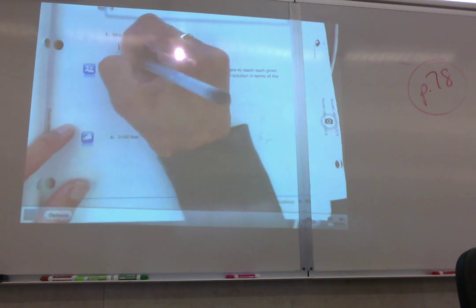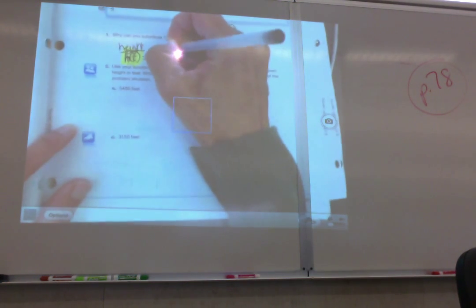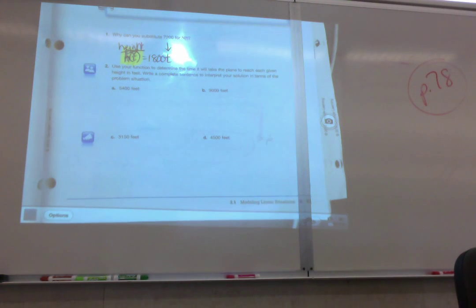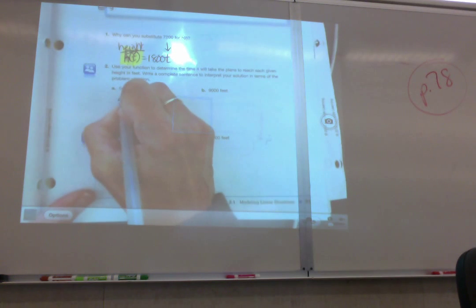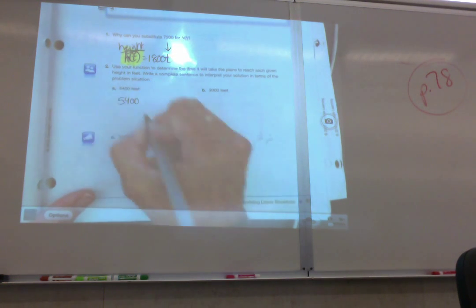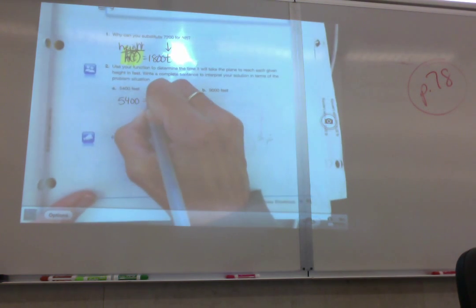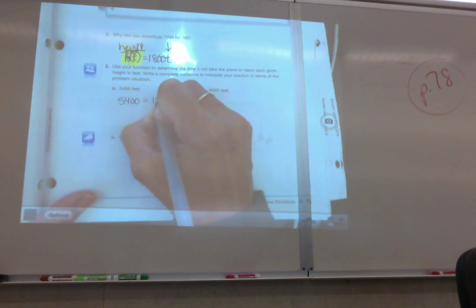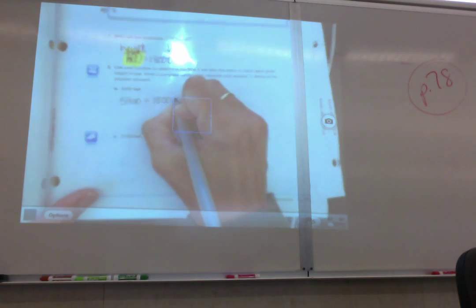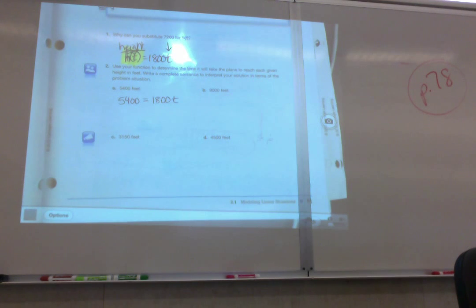And they're telling us the height. What we need to find out is what was the time that it took to get to that height. Here's how it sets up. 5400 feet equals the height after it's been going for a certain unknown time.